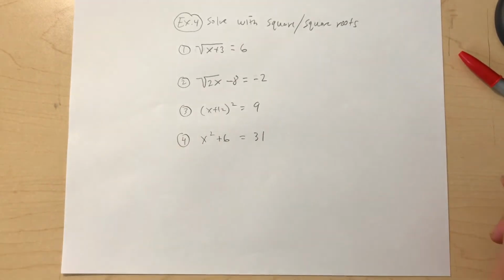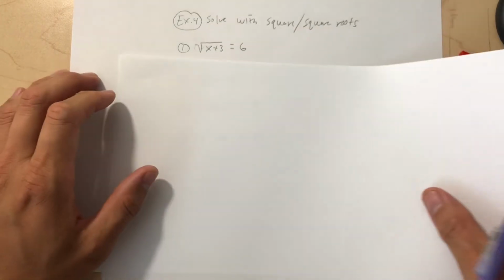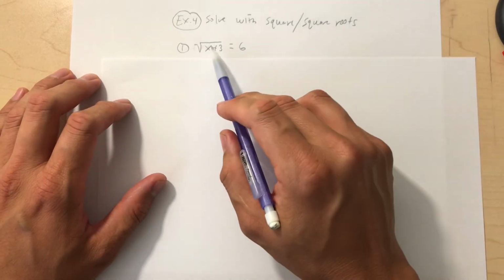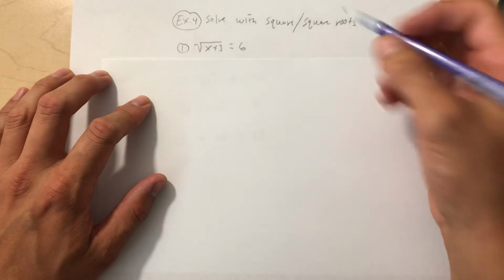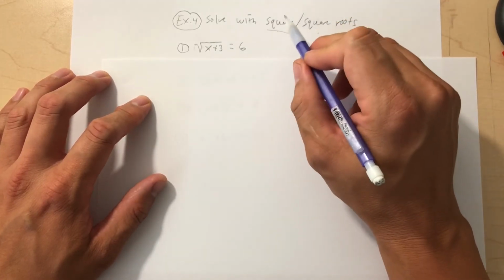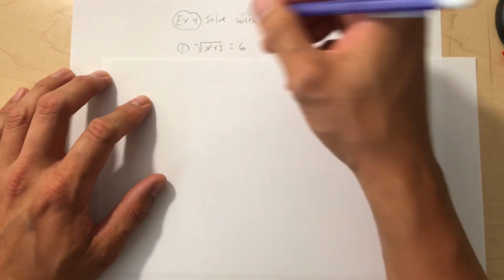And example 4 is we're going to solve by square rooting or squaring both sides, all right? So when you see something like this, you've got to get rid of the root, and you have to do the opposite of root, which is a square. So again, the opposite of a square root is a square, and the opposite of a square is a square root. Okay, so I'm going to square both sides.